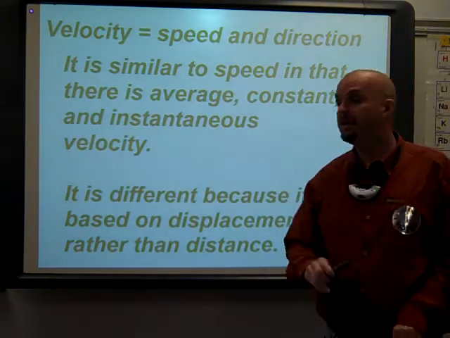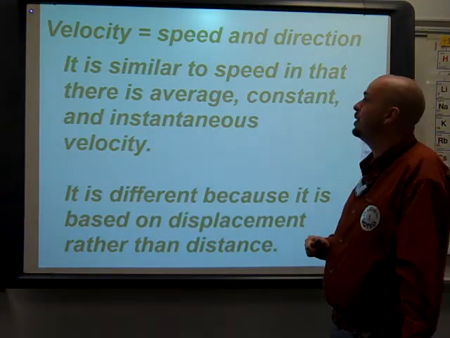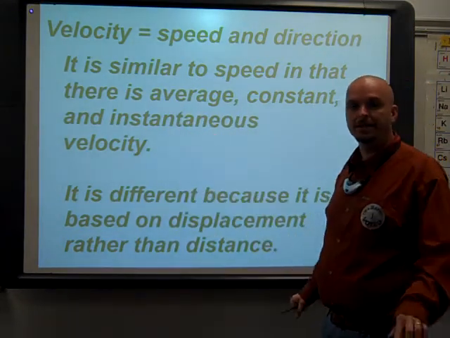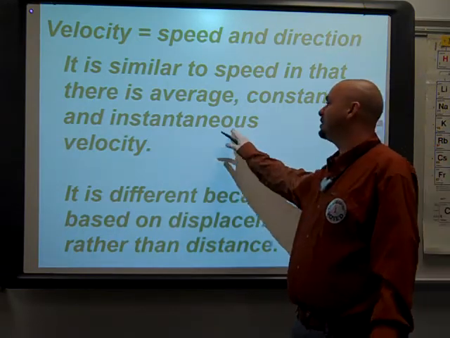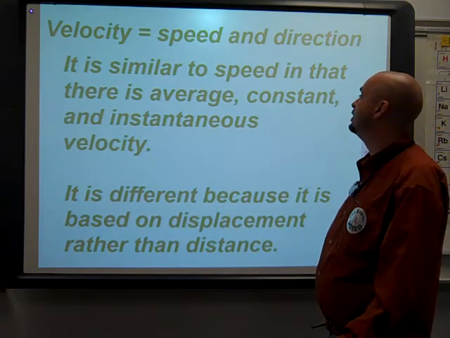Velocity, not the same as speed. Velocity is speed and direction. It adds that second thing to it. It's similar to speed in that it includes average, constant, and instantaneous. Average velocity is velocity over a period of time. Constant velocity is velocity that doesn't change. Instantaneous velocity is velocity at one moment in time, right this instant, right now.